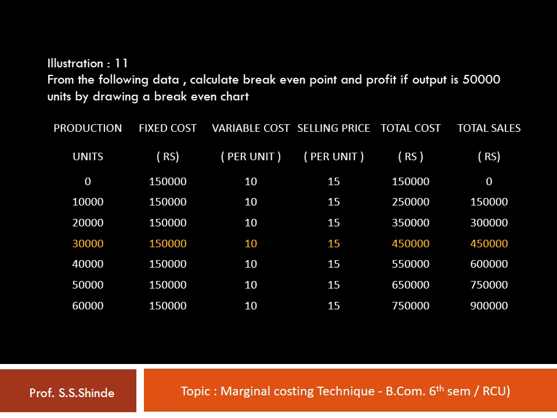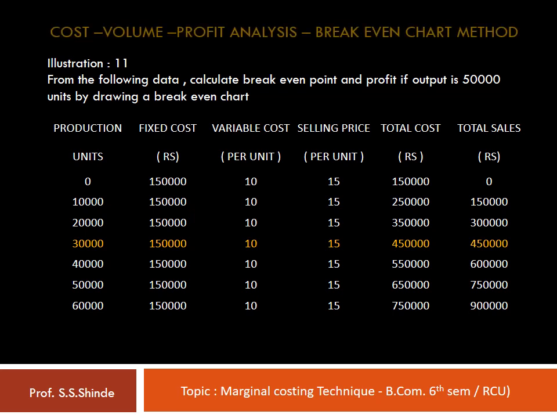Let's look into another illustration wherein the cost volume profit analysis can be studied with the help of a break-even chart method. From the following data, calculate break-even point and profit if output is 50,000 units by drawing a break-even chart. The data has been classified and given to us in the form of a chart where the production in units, the fixed cost, the variable cost per unit, and the selling price per unit are given to us.